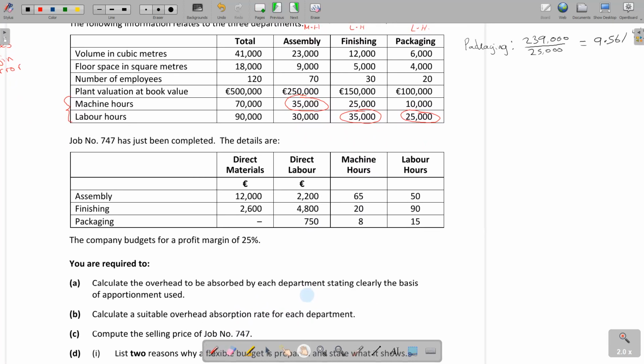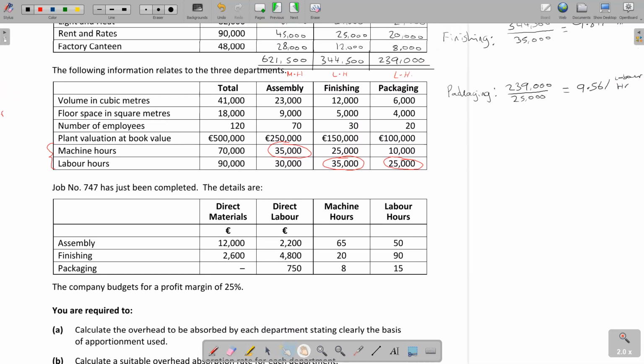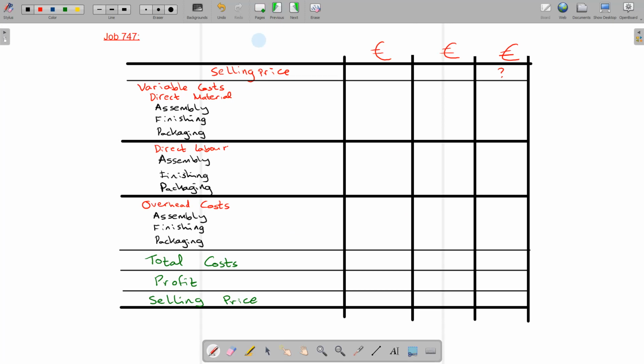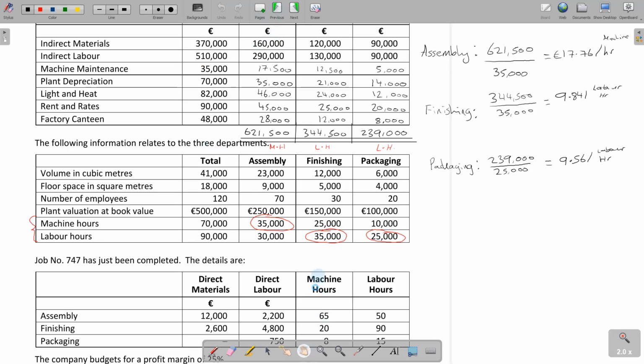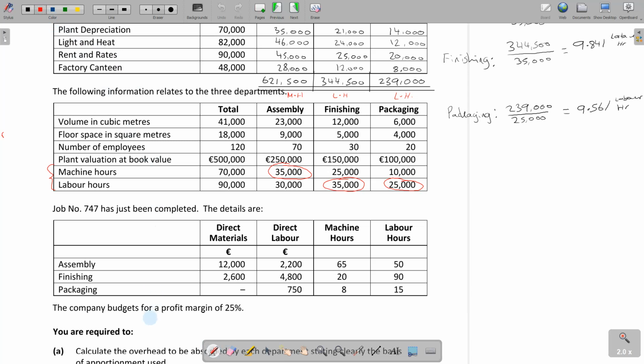Now we have to compute the selling price of job number 747. So we'll do that right now. So this is the table we're going to use all the time. We're going to take into account our variable costs, which are direct labor and direct materials. We're going to have overhead costs, which is the rates we got, and we have to multiply them by the basis we're using. We'll then get total costs. How do we get profit? Well, we're told that 25% is our profit margin, which therefore means that whatever our costs are equal to 75% of selling price.